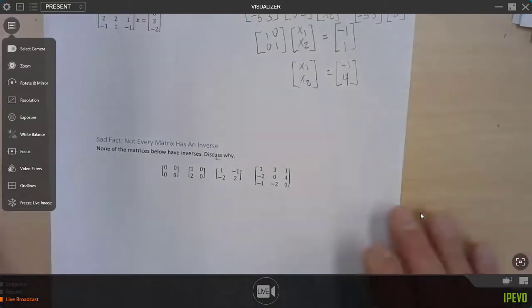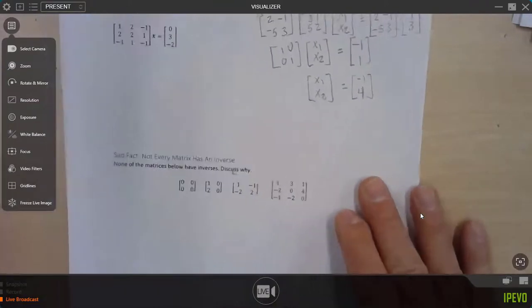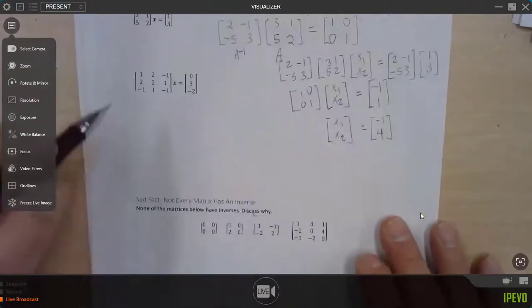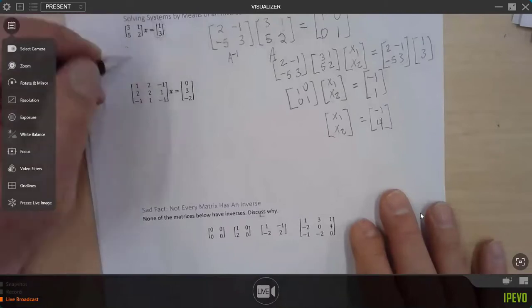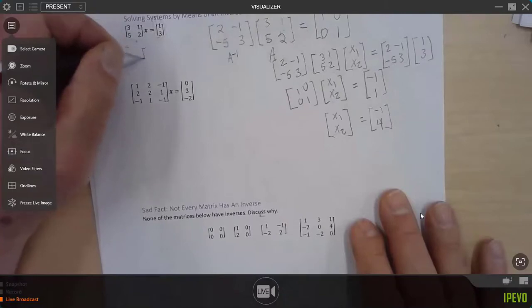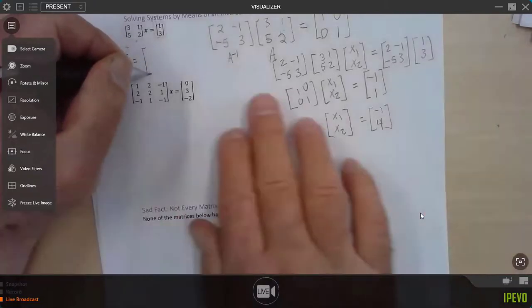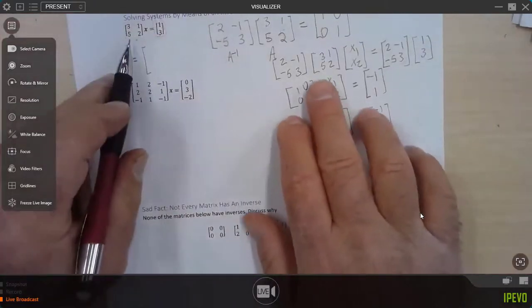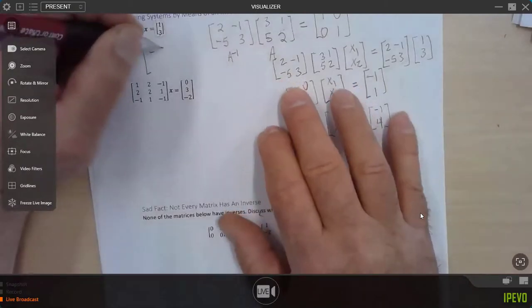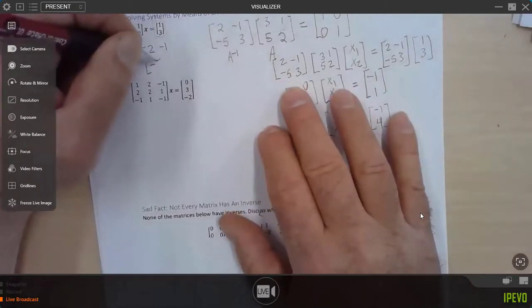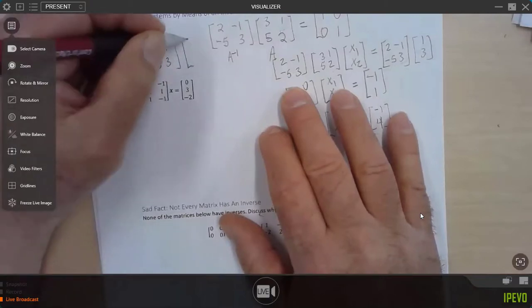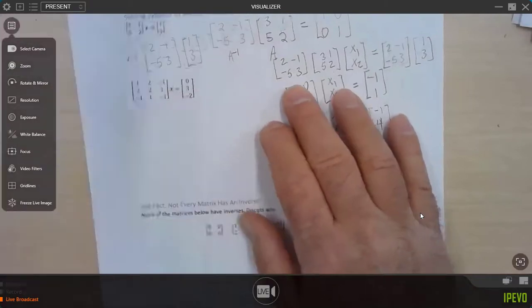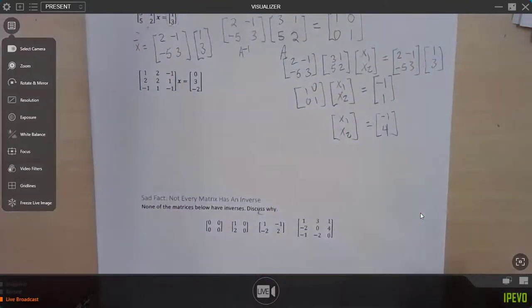Okay. So anyway, the answer is it does work. You can solve this system by multiplying the right-hand side by the inverse of this. X equals the inverse matrix, which is 2, minus 1, minus 5, 3, times this B matrix, 1, 3. And you get minus 1, 4.